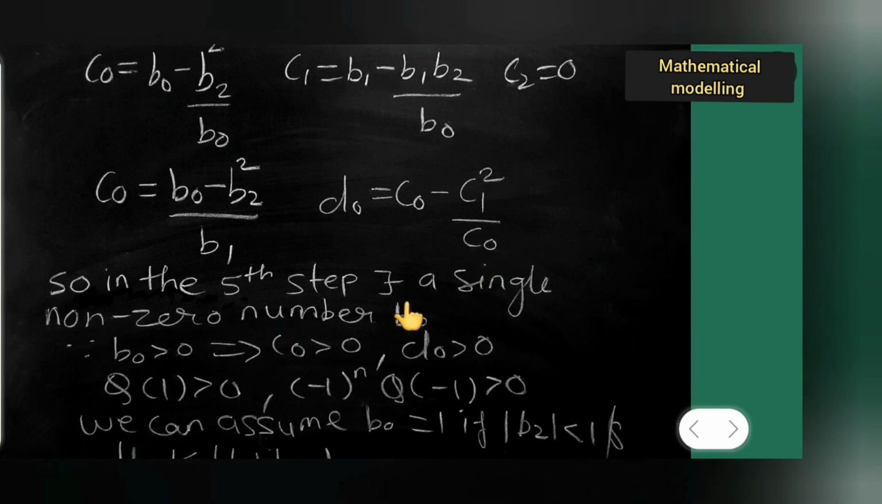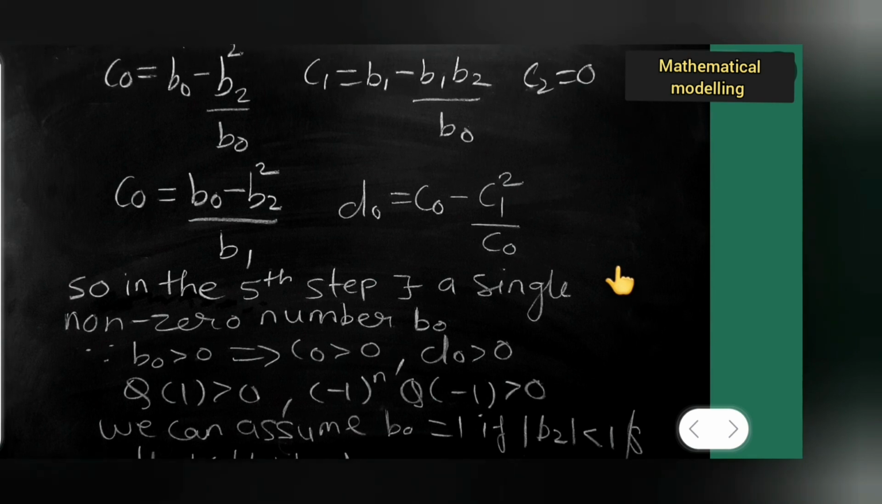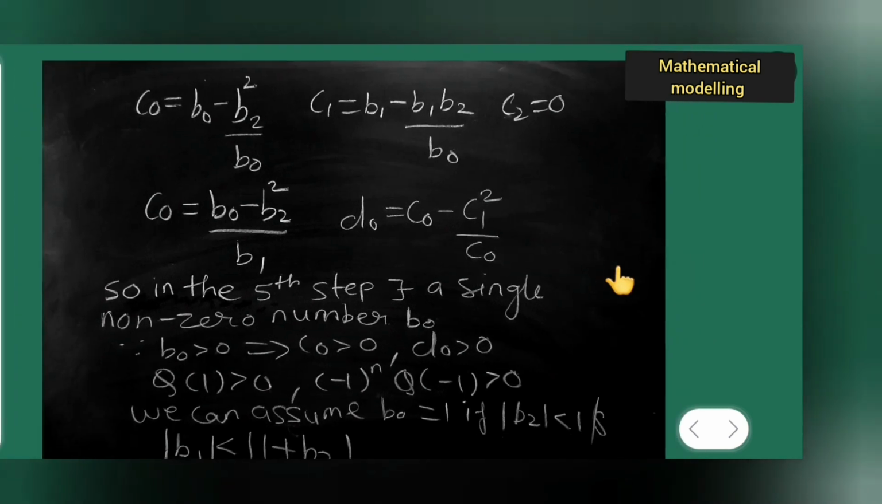So in the fifth step, there exists a single non-zero number b0, since b0 is greater than 0. Okay. Now since b0 is greater than 0, it implies that c0 is greater than 0 and d0 is greater than 0. Now q of 1 is greater than 0, and minus 1 raised to power n into q of minus 1 is greater than 0. So we assume b0 is equal to 1 if modulus of b1 is less than 1 plus b2. Okay, so with this I am done with this Jury stability test.